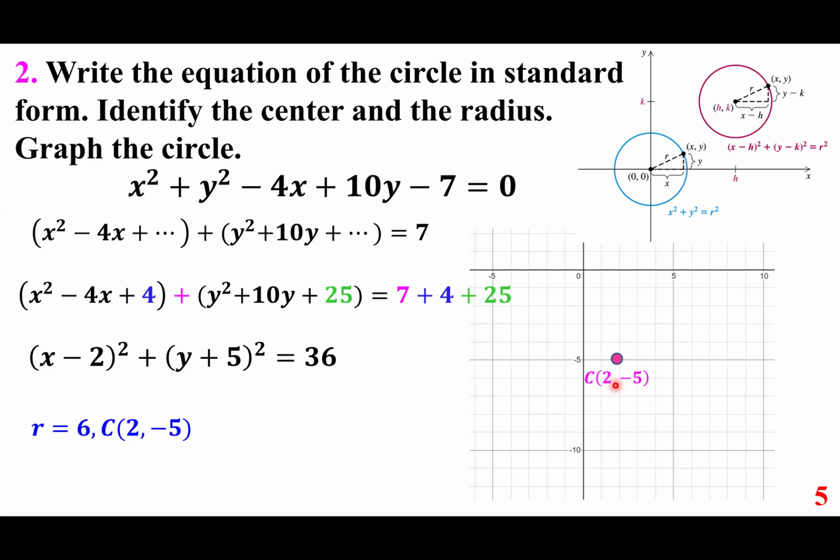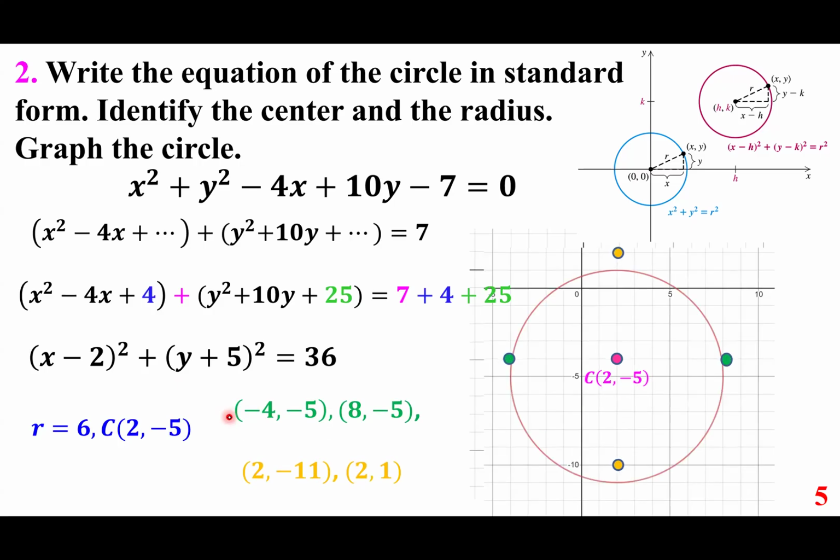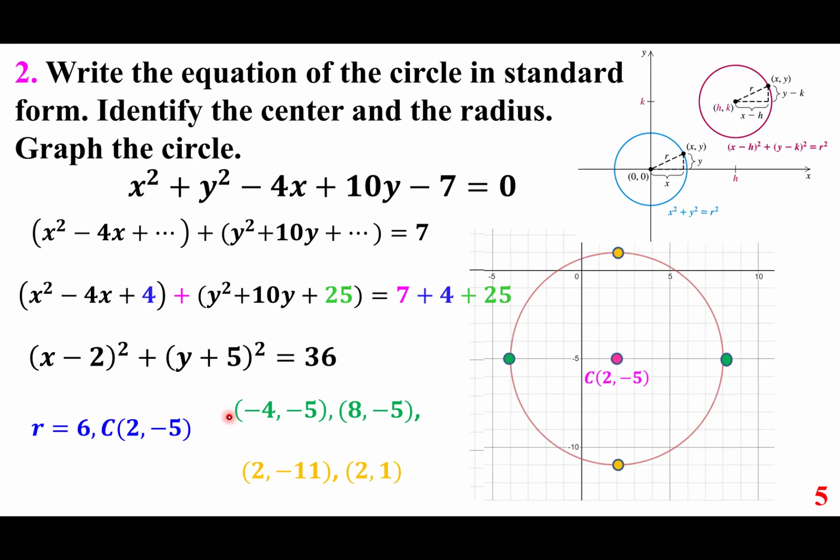Now, from the center, we want to go r units to the left and right, up and down. If I want to go left and right, 2 minus 6 becomes (-4, -5), 2 plus 6 becomes (8, -5). Going up and down, if I go down, minus 5 minus 6 is minus 11. Up, minus 5 plus 6 is 1. So (2, 1). So we have those 2 points, and then we have the other 2 points. Put them together. Here's your graph.